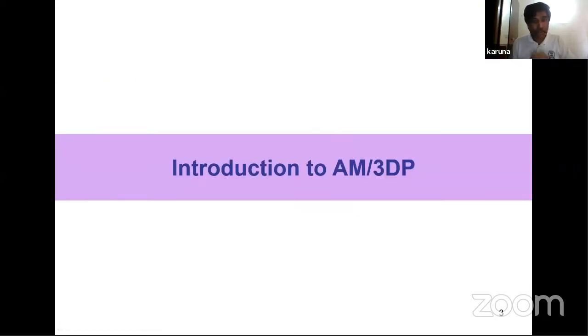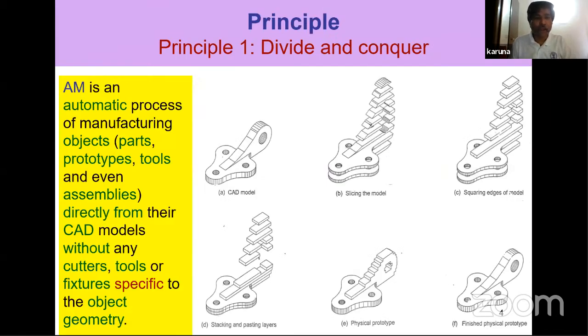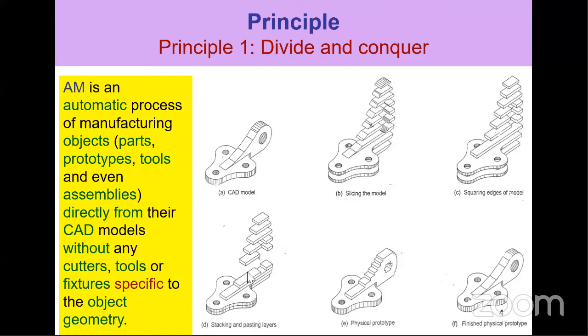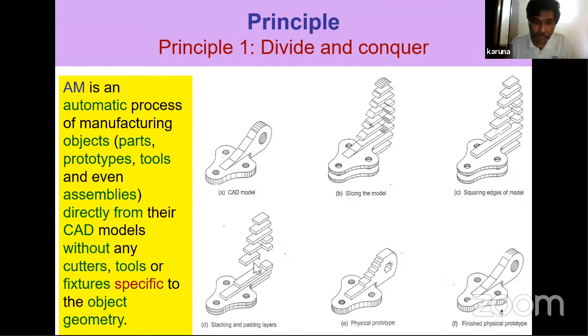Coming to the introduction of additive manufacturing, all of you are aware that it's a layer by layer manufacturing process, where, I think the figure is visible, you have the CAD model. The CAD model is divided into several slices. In other words, you approximate this three-dimensional object into several two-dimensional laminates, and then use one of the techniques to produce each of these laminates physically and put one over the other. This is basically the principle of 3D printing.